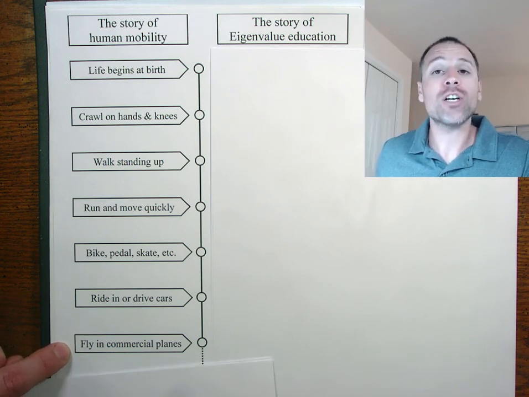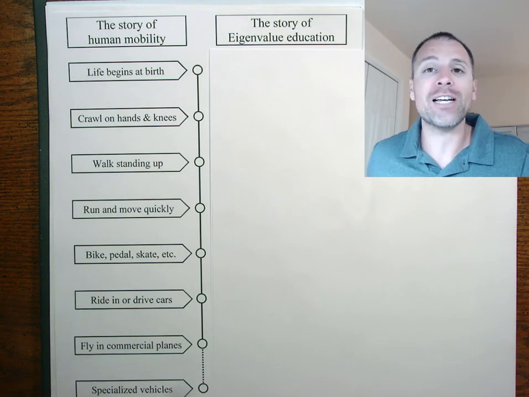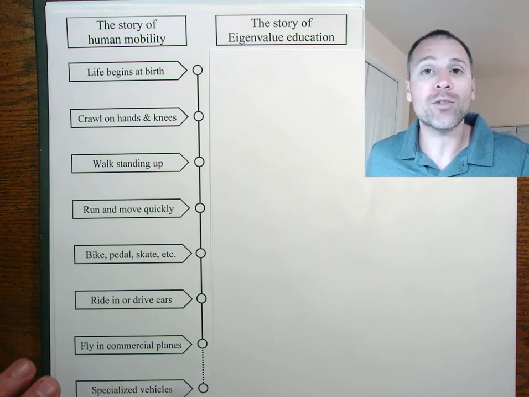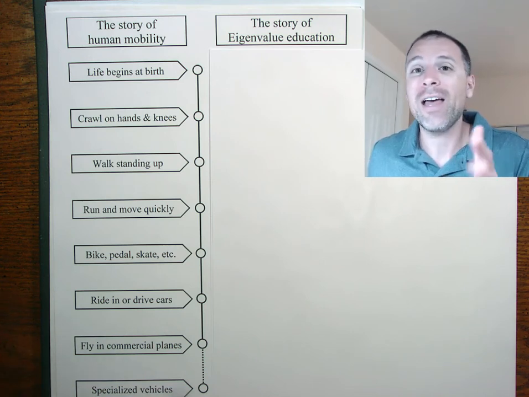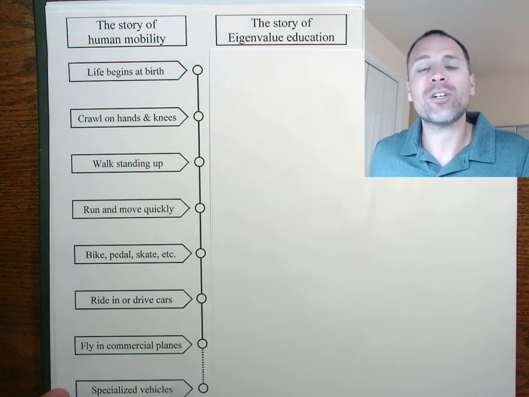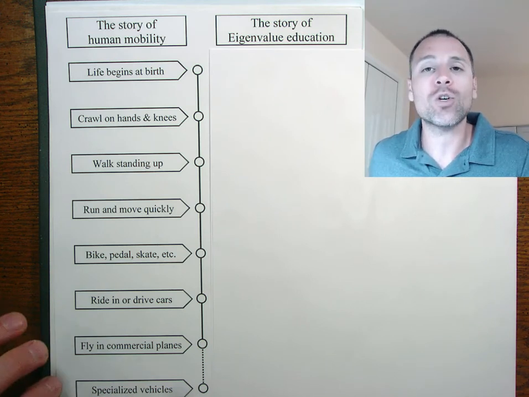Now, there are some humans that use specialized vehicles to get around, like astronauts will use a specialized vehicle called a spacecraft. We have people that use helicopters. We have people that use dirt bikes. We have tanks and all of the specialized equipment that get into technical applications.